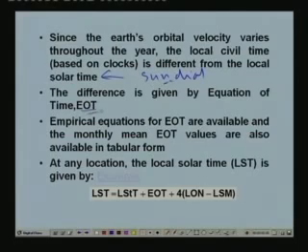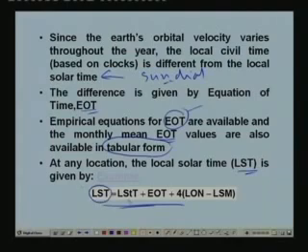Empirical equations for EOT are available. So if you know the day of the year, you can calculate the equation of time for a particular day. It is taken as constant for a particular day, so you can calculate EOT as a function of the day of the year. If you know the number of the day, you can find out EOT, and the monthly mean values of EOT are also available in tabular form. If you look at ASHRAE handbooks, you will find the values of EOT. And at any location, the local solar time LST is given by this expression: LST is the local solar time, which is equal to LSTT, the local standard time.